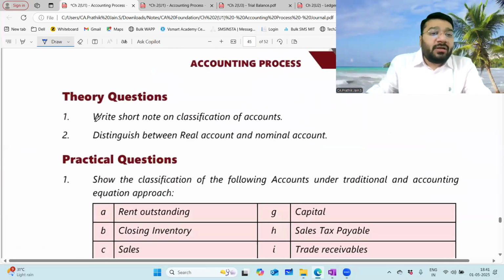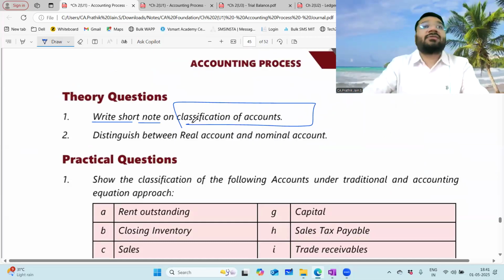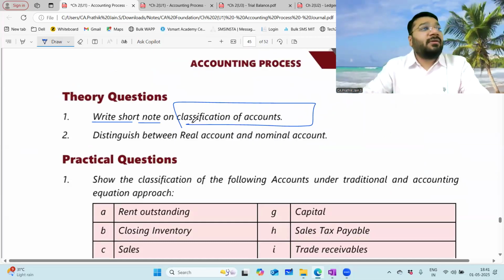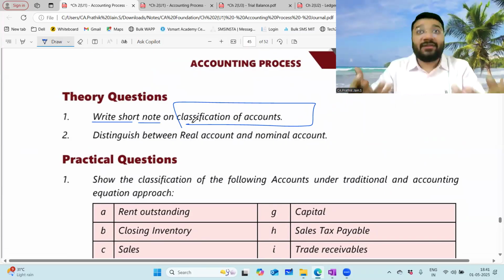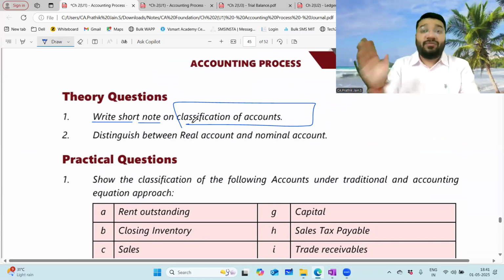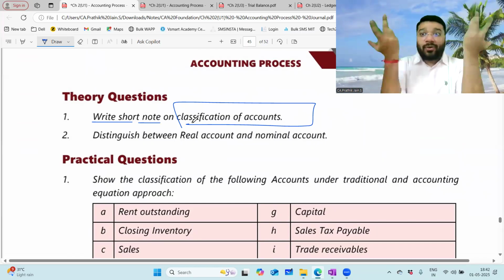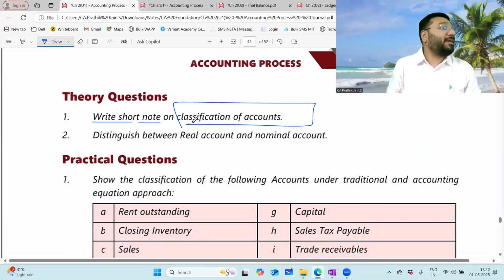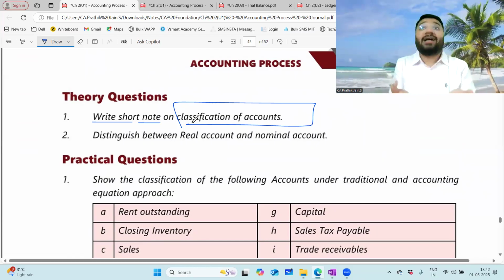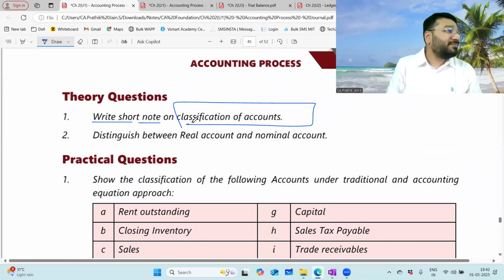Theory question. Write a short note on classification of accounts. Will anybody expect this question to come in exam? Classification of accounts. Imagine in the exam hall, you're sitting, theory question, 4 marks, classification of accounts. You forgot what is classification, because you never give importance to theory. 4 marks. Imagine if you know this answer, you can get 4 marks.